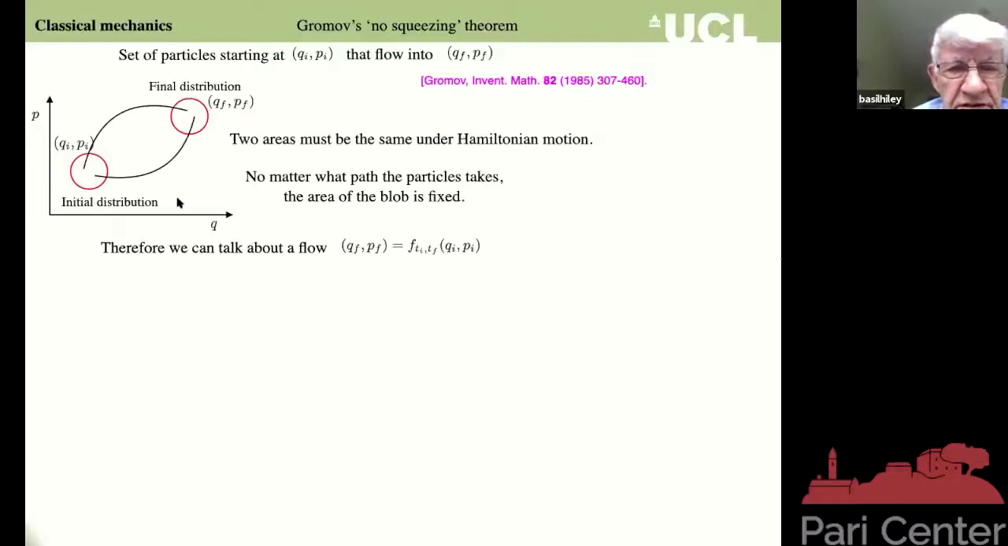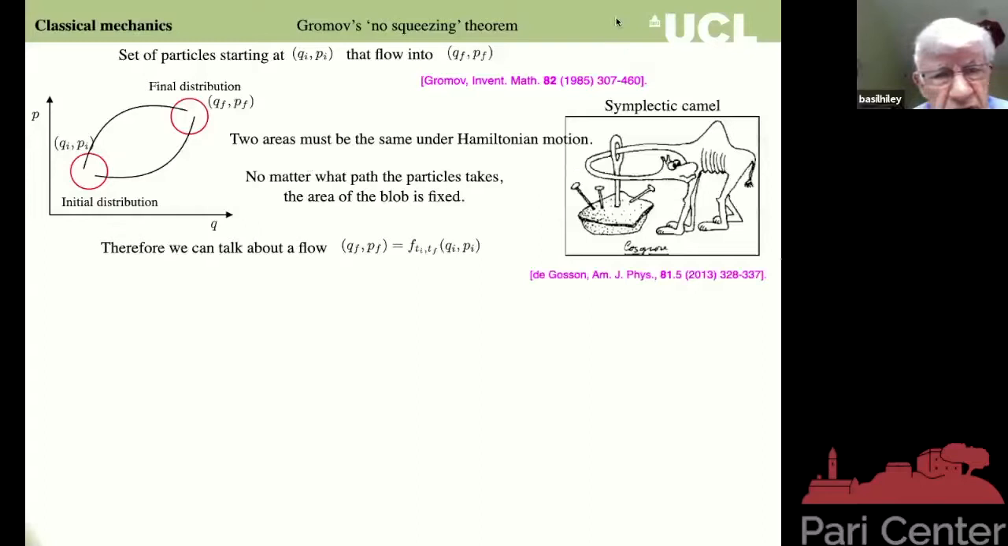What Gromov says is that if you get a dense set of particles coming out of an orifice, then under Hamilton's equations of motion you end up with a beam which has the same area. This is the symplectic camel, as my friend Maurice de Gosson says: you can't squeeze that sphere into a long, narrow distribution to get it through the eye of a needle. It is very important for us to realize that there's this no-squeezing theorem.